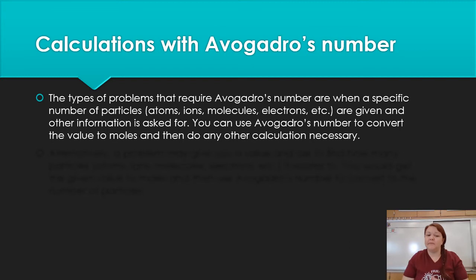So the types of problems that require Avogadro's number are when a specific number of particles, atoms, ions, molecules, electrons, whatever particle you're talking about, are given and other information is asked for. So you can use Avogadro's number to convert the value that you're given to moles and then do other calculations that might be necessary for the problem.